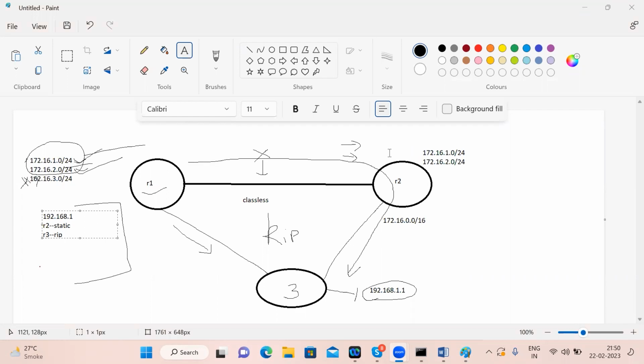If it is advertised by static, it does not matter how many networks you have. All will have the administrative distance of 1.